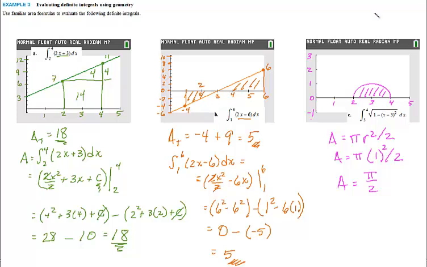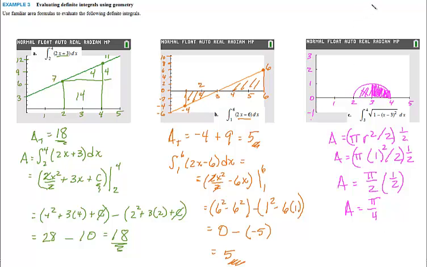Alright, and now let's further note that they wanted this from 3 to 4, so they don't want this section, they just want this section. That means I only want half of my circle, so I'm going to multiply this by another half, and my area here is pi over 4. Had they wanted it from 2 to 4, then it would have been pi over 2.